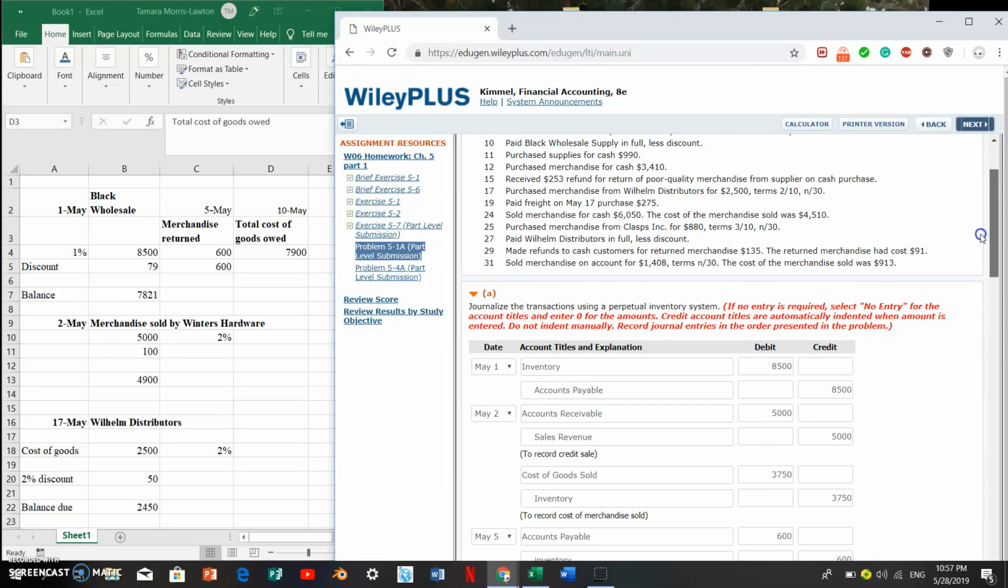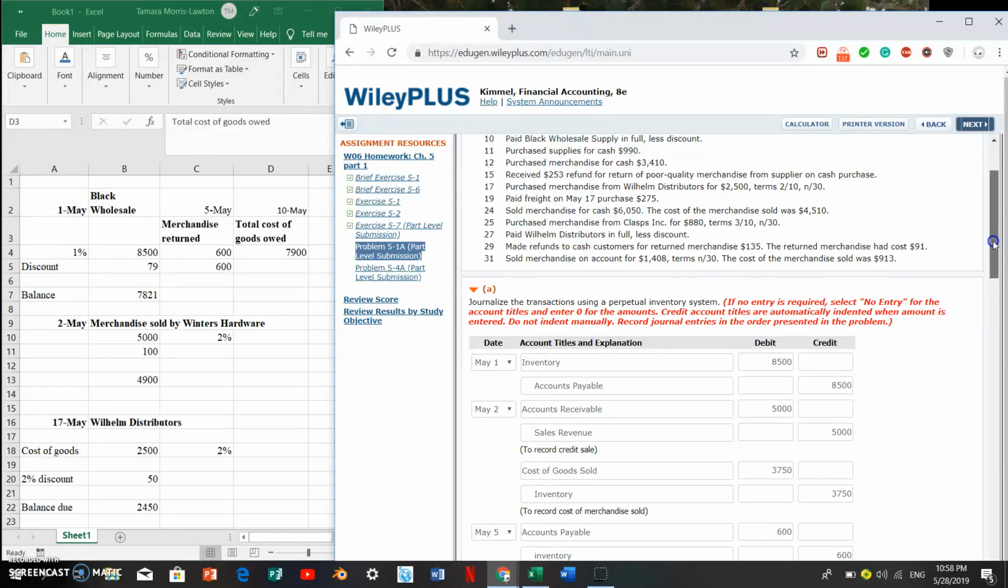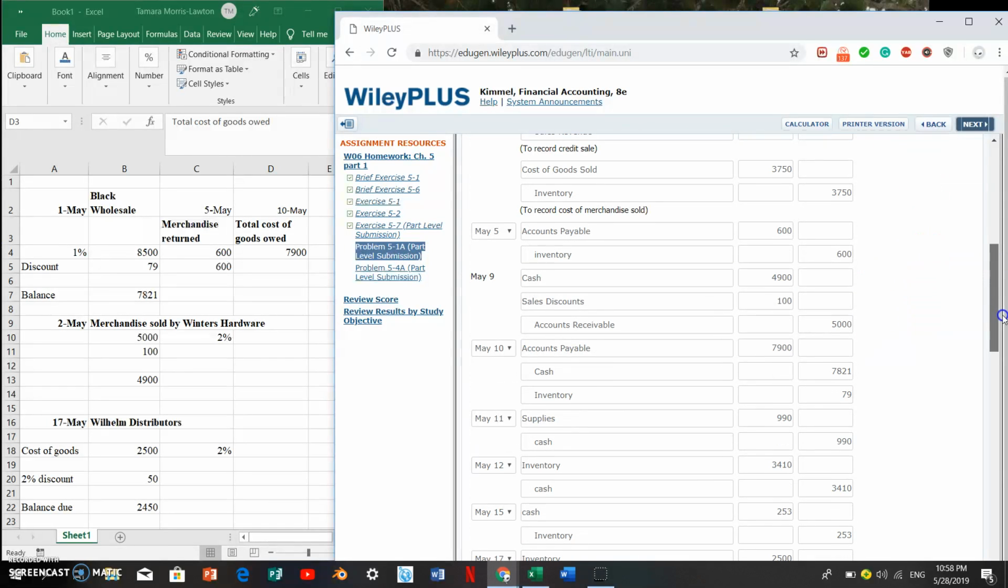On May 15th, they received a $253 refund for the return of poor quality merchandise from the supplier on the cash purchase. So for the purchase that they made on the 12th for $3,410, they returned some of the merchandise because they were not happy with it, and they received a $253 cash refund.